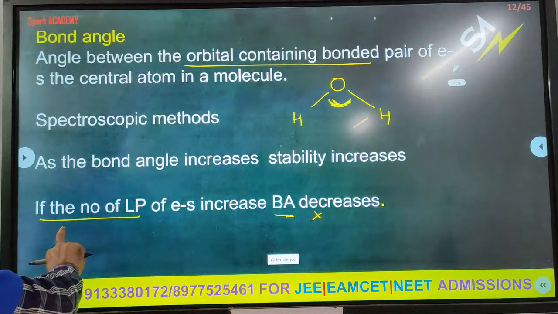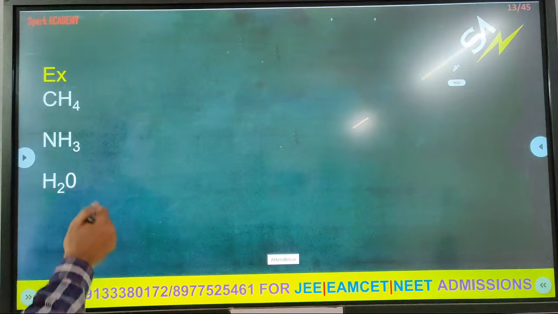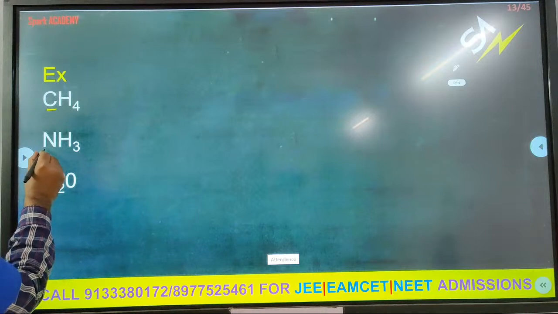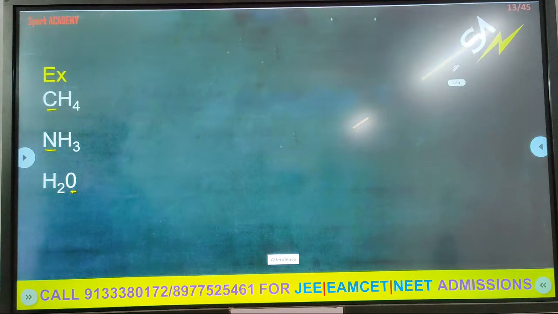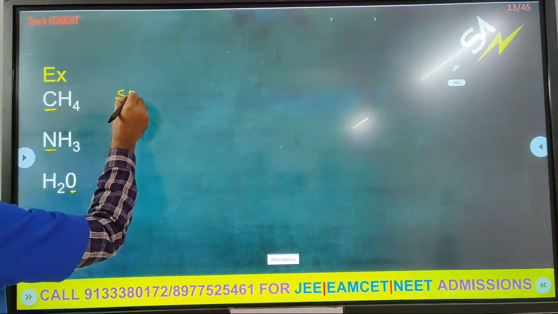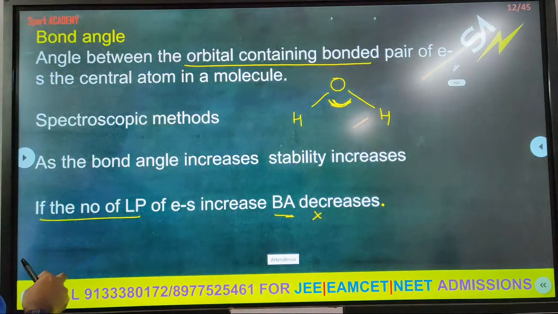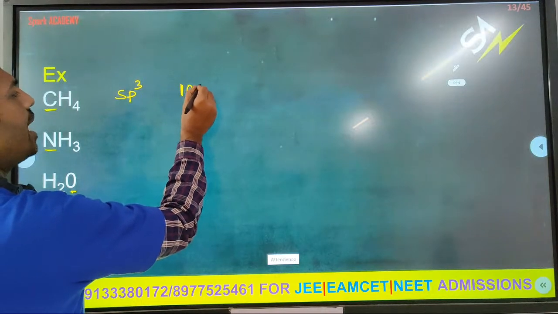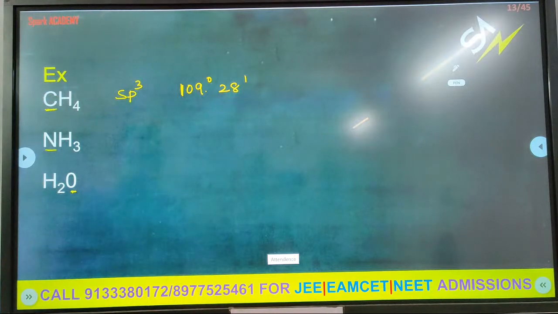Now we have the examples here: CH4, NH3, H2O. In CH4, the central atom is carbon. In NH3, the central atom is nitrogen. In H2O, the central atom is oxygen. So what about the hybridization of the carbon? sp3. So what about its bond angle? Its bond angle is 109 degrees 28 minutes.